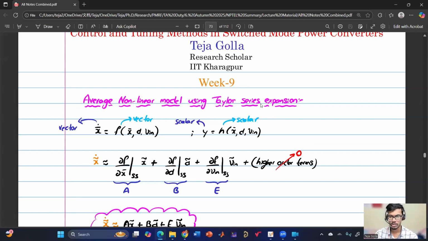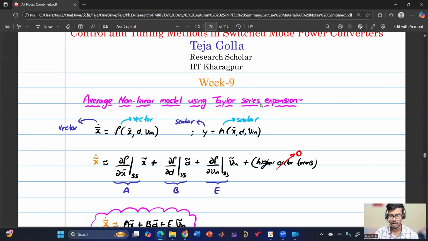So the bandwidth is limited to 1/10 of the switching frequency. But if we want to achieve higher bandwidth, then we can no longer use that model. And then we have to use a better model, which is, of course, not derived without taking any approximation.